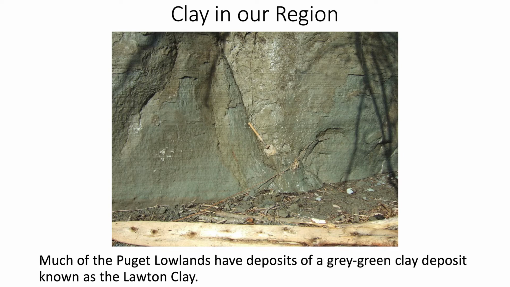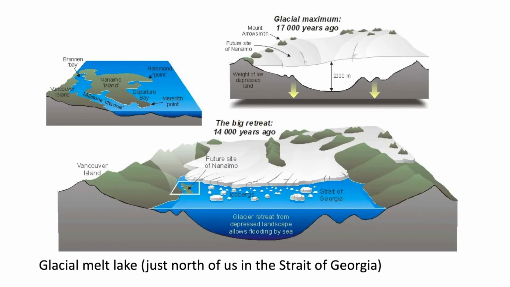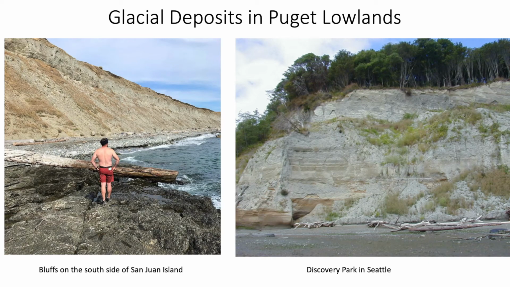These gray-green deposits are known as the Lawton clay and are laid down in wide flat layers, suggesting they settled out of a large body of slow-moving or stagnant water. As these glaciers receded, they blocked the drainage to the ocean, creating a number of large freshwater lakes in the Puget Lowlands. The meltwater flowing into these lakes brought sediments. Undisturbed by tides or currents, these glacial lakes allowed the material to settle into distinct layers.